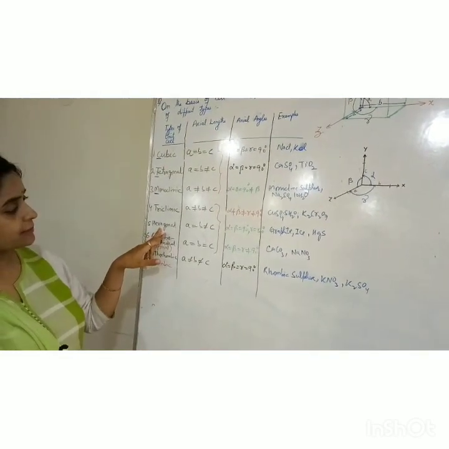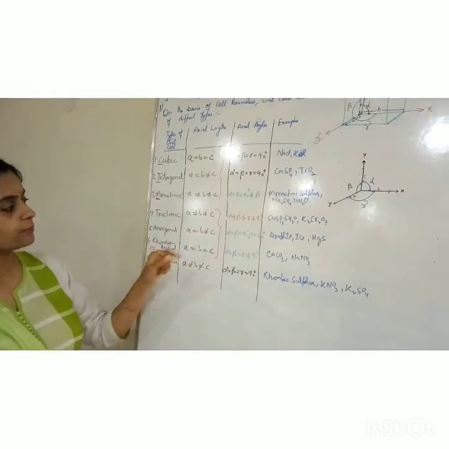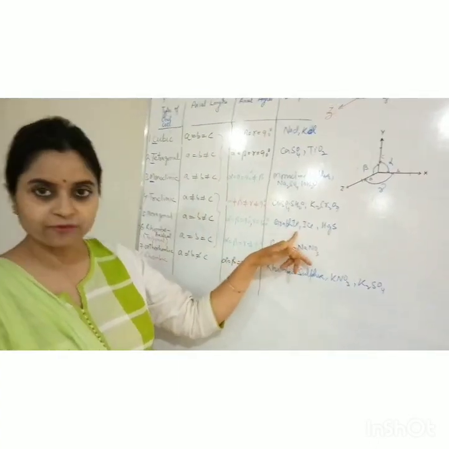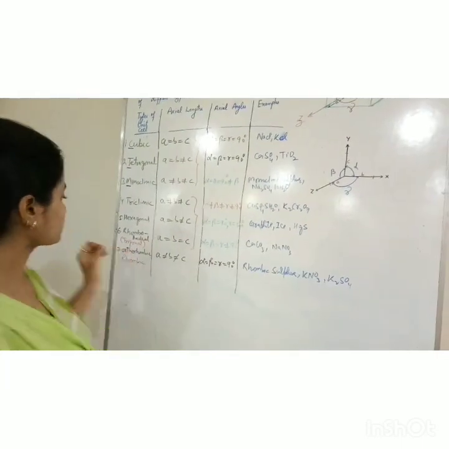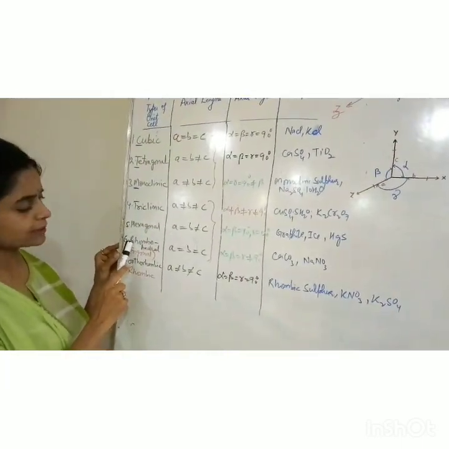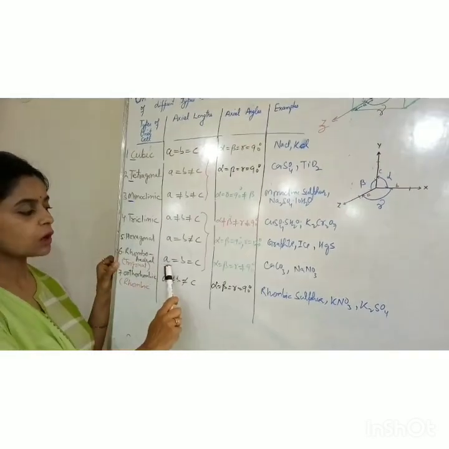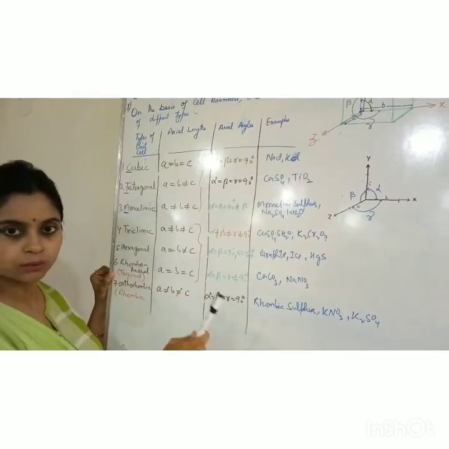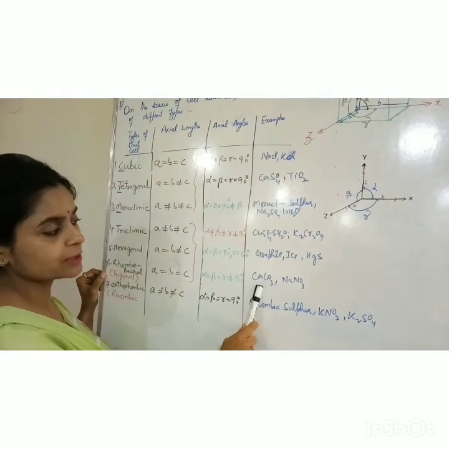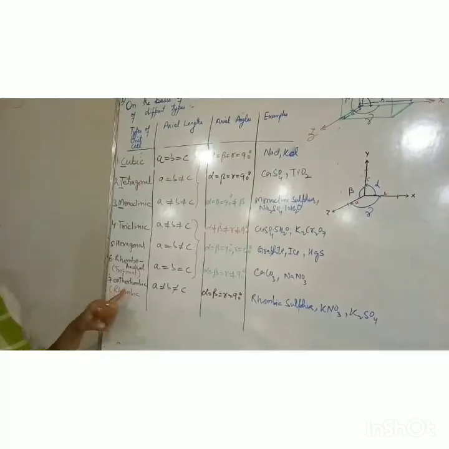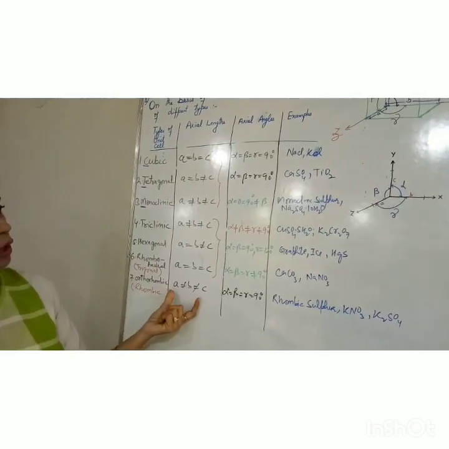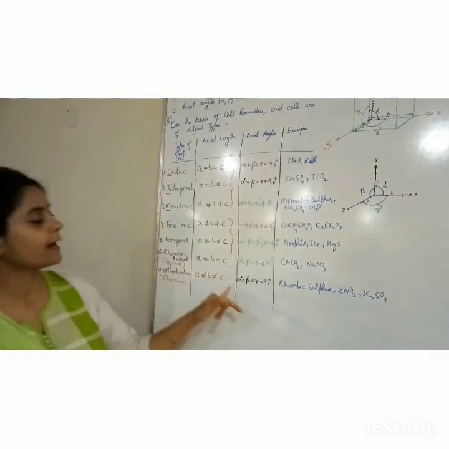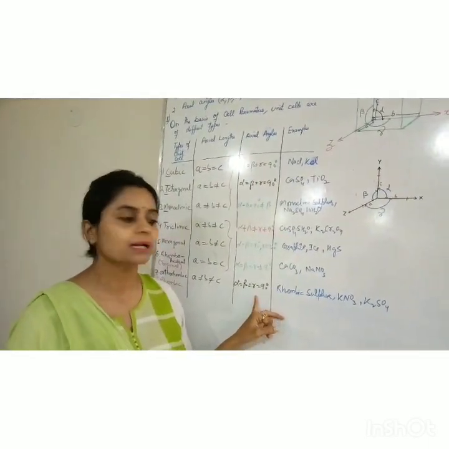Then we have the hexagonal type where A equal to B but not equal to C. Alpha, beta equal to 90 degrees but gamma equal to 120 degrees. Its common examples are graphite, ice, HgS. Then we have the sixth type, that is rhombohedral or trigonal, in which all the axial lengths are equal and alpha, beta, gamma are equal but not equal to 90 degrees. Its common examples are calcium carbonate and sodium nitrate. Then the last type is orthorhombic or rhombic, where all the axial lengths are not equal, that is A is not equal to B is not equal to C, and alpha, beta, gamma are equal to 90 degrees.